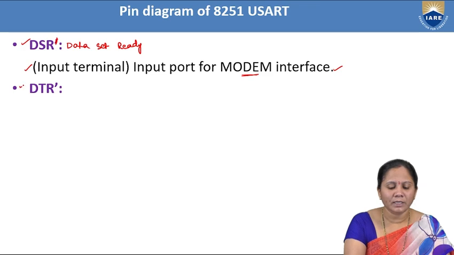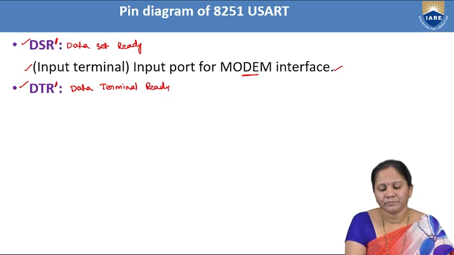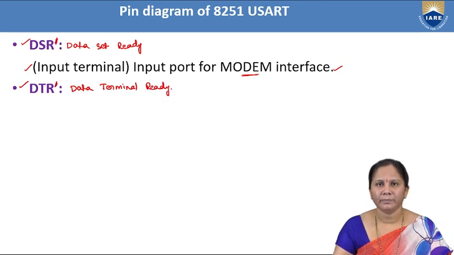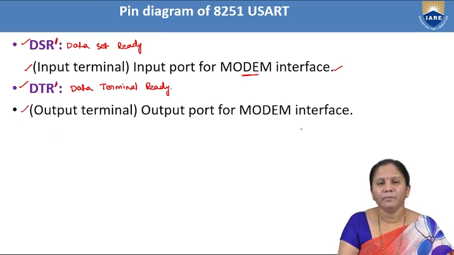And next signal here, DTR bar. So this is also an active low signal. DTR represents data terminal ready. So this DTR is the output terminal. It is considered as the output port for the modem interface.